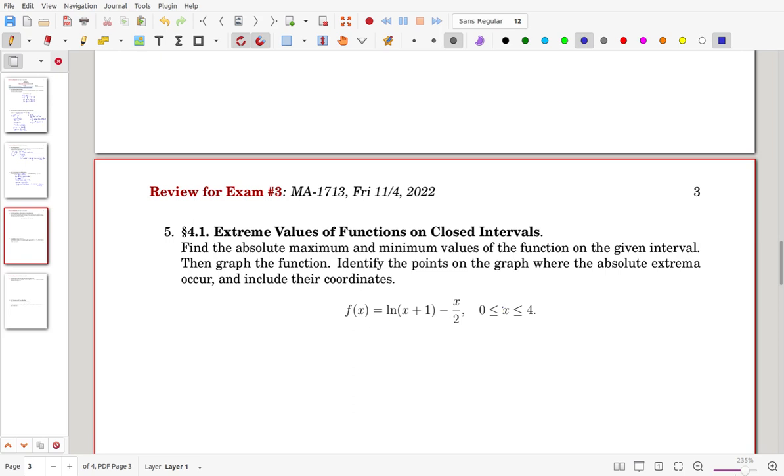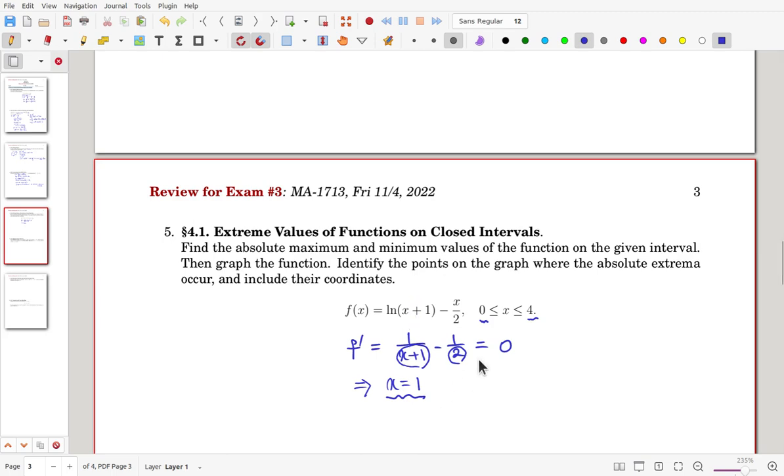Okay, so your edge points are 0 and 4, and we have to find the critical points. To do that, start with f prime. That is 1 over x plus 1 from this part, and that part is 1/2. If it is 0, that means that x plus 1 must be the same as 2. That implies here x is 1. So at 1, we have a critical point.